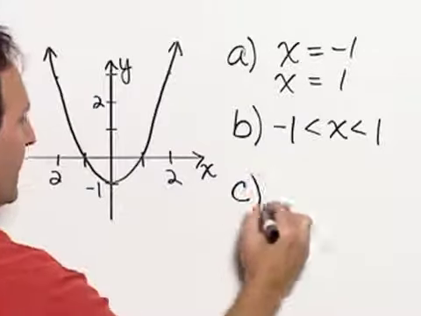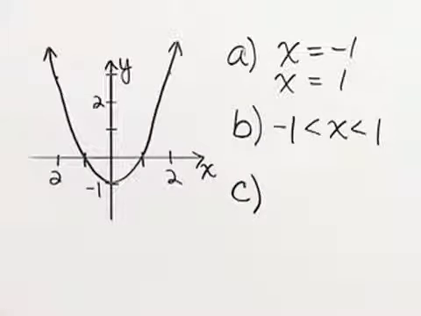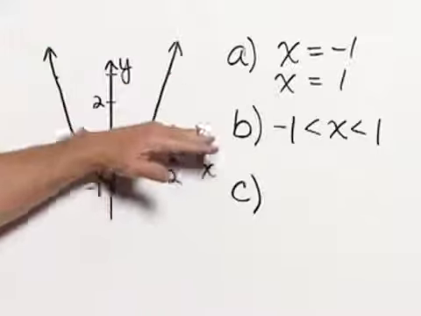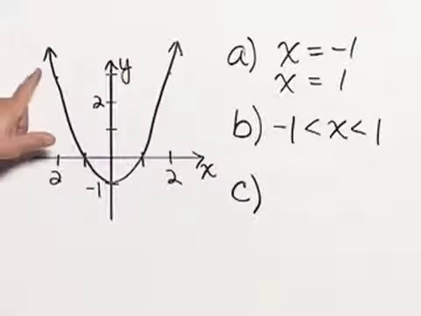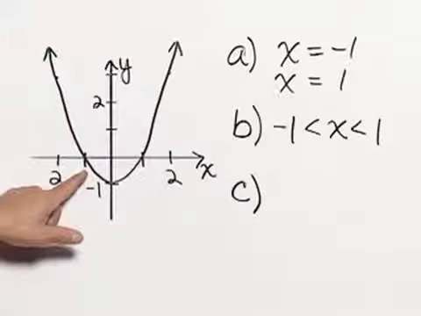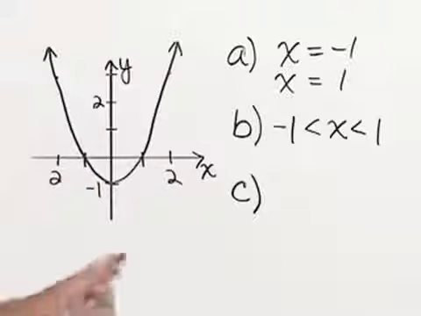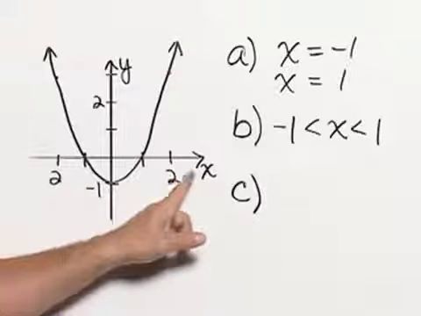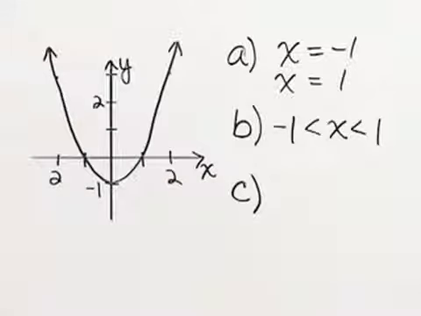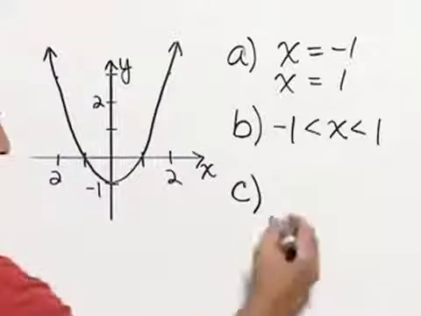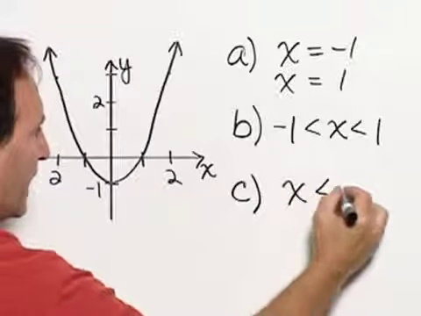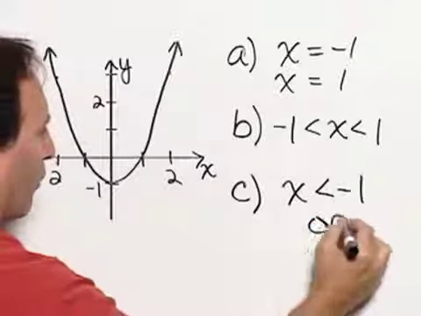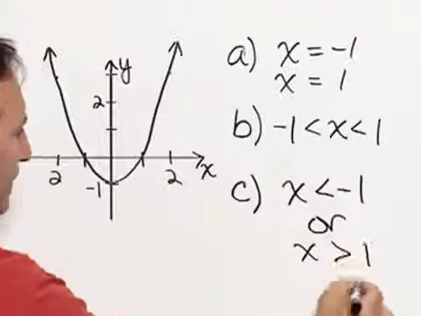For part C, we were supposed to determine where the equation is greater than 0, and that means where it lies above the x-axis. So we can see that it lies above the axis from -1 all the way to -infinity, and from +1 all the way to +infinity, but not including the -1 or the +1. So we would write that as x is less than -1 or x is greater than +1.